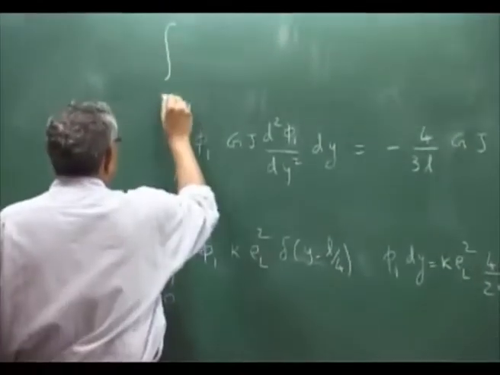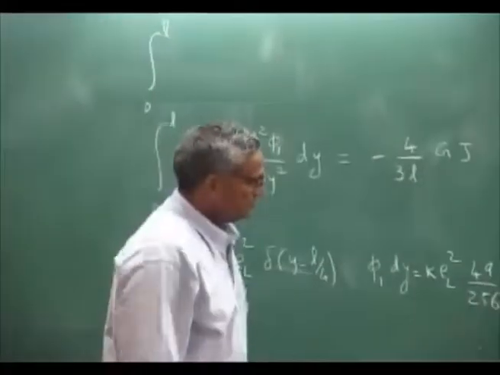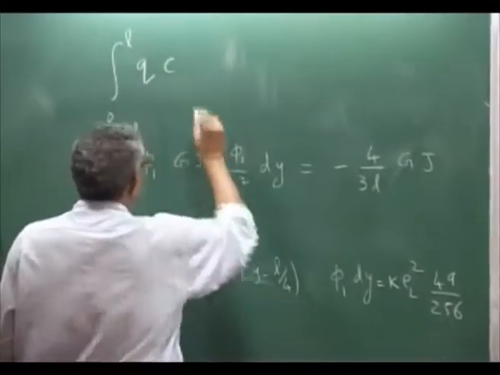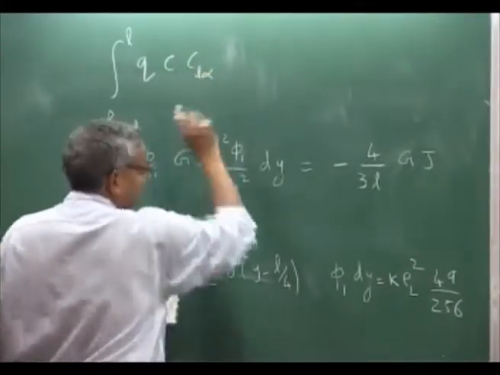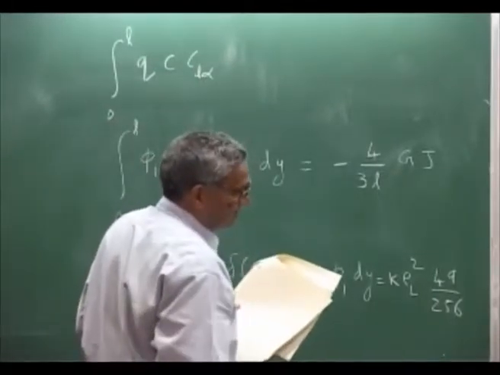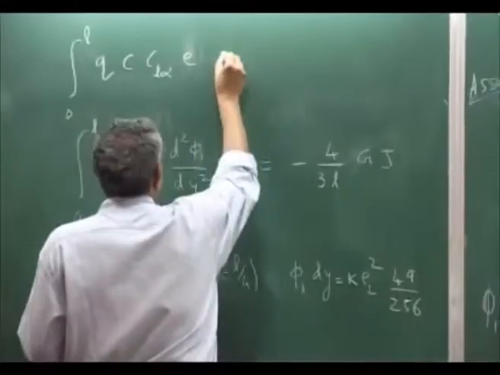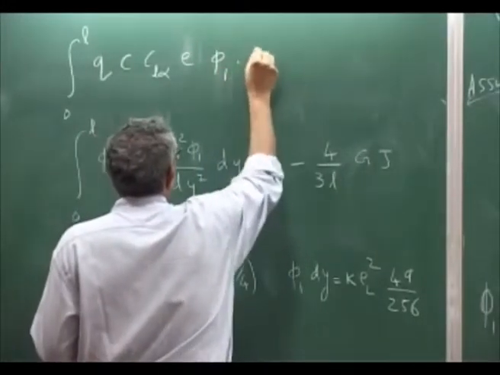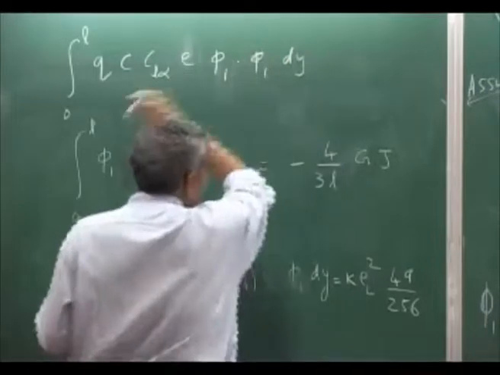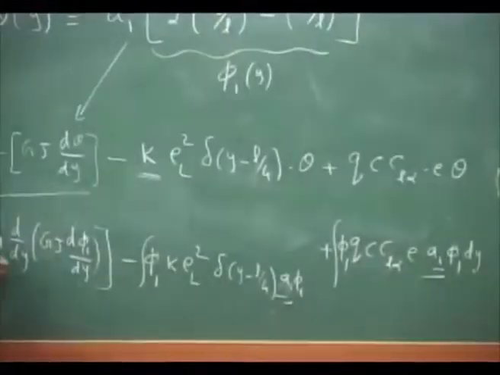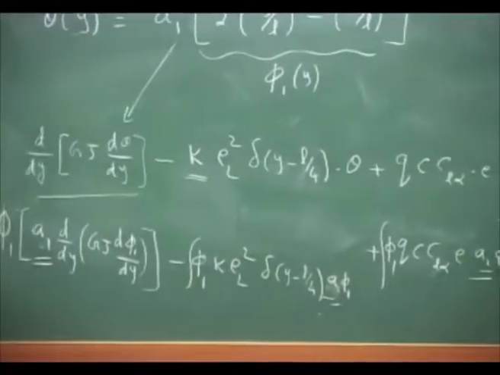This is integral 0 to L q c Cl alpha q c Cl alpha e, and you will have phi 1 dy. A1 I am taking as common because A1 is there everywhere. Here also A1, so that can be a common term outside. Okay.